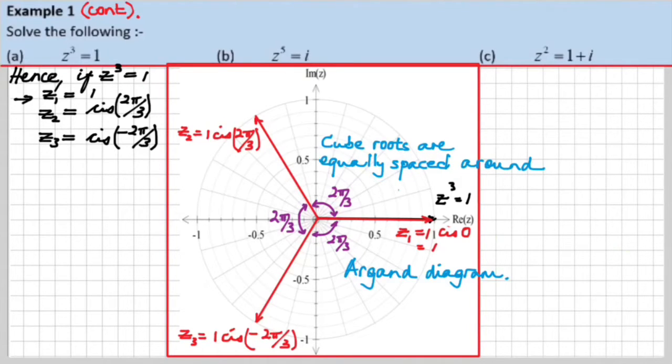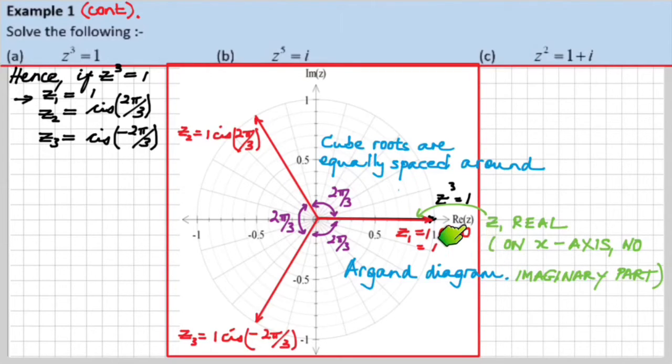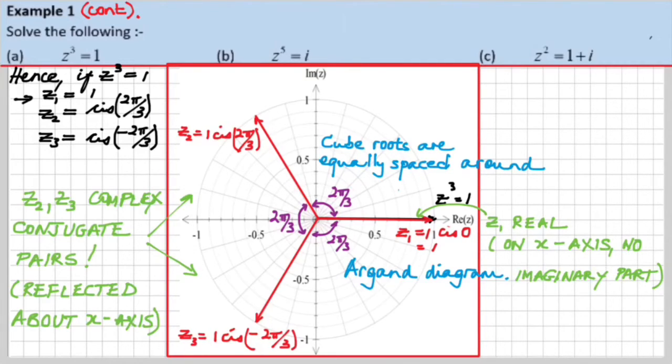Isn't it amazing? It's absolutely amazing. This one here is our real solution. That's a real one on the x-axis, and it has no imaginary part. You see that? These ones are complex conjugate pairs. They are reflected about the x-axis. I know, it's incredible. So there it is. There's the answer to Part A today.